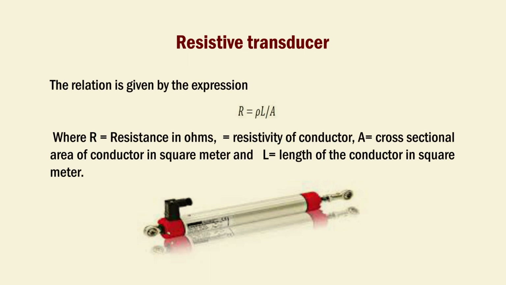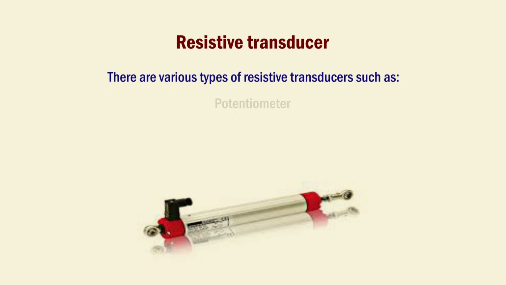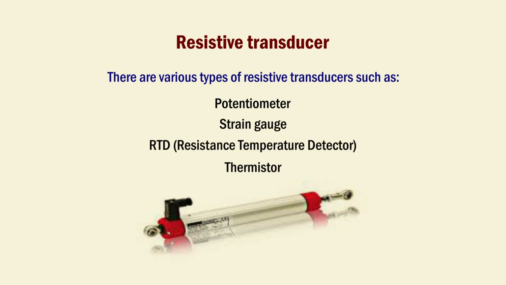The relation is given by the expression R is equal to rho L by A, where R is the resistance in ohms, rho is the resistivity of the conductor, A is the cross sectional area of the conductor in square meter and L is the length of the conductor in meter. There are various types of resistive transducers such as potentiometer, strain gauge, RTD resistance temperature detector and thermistor.